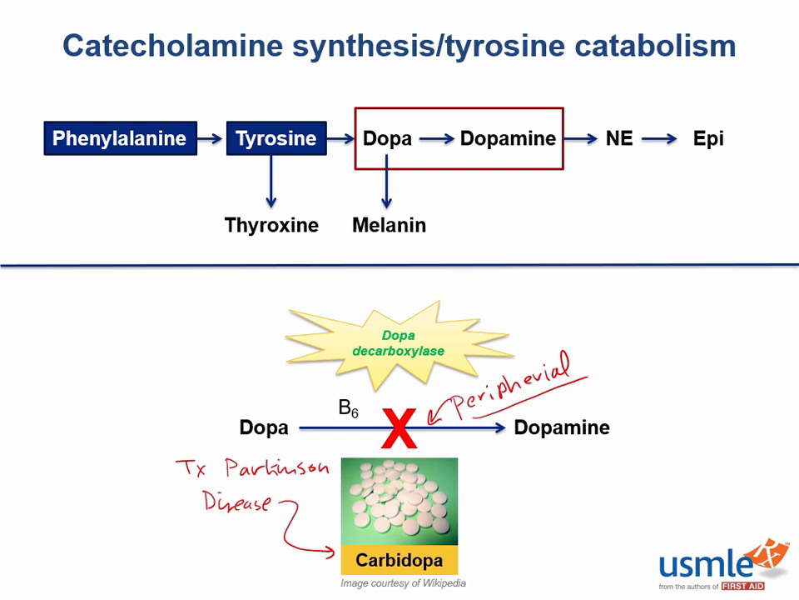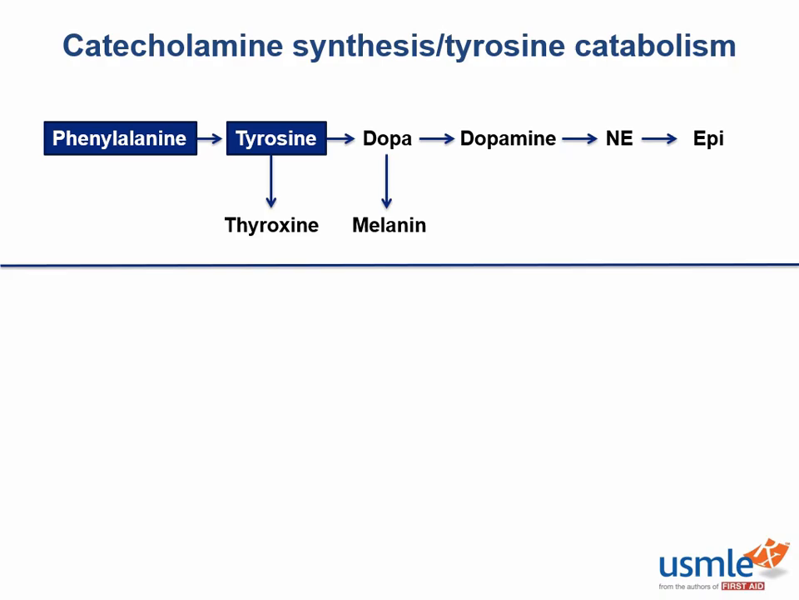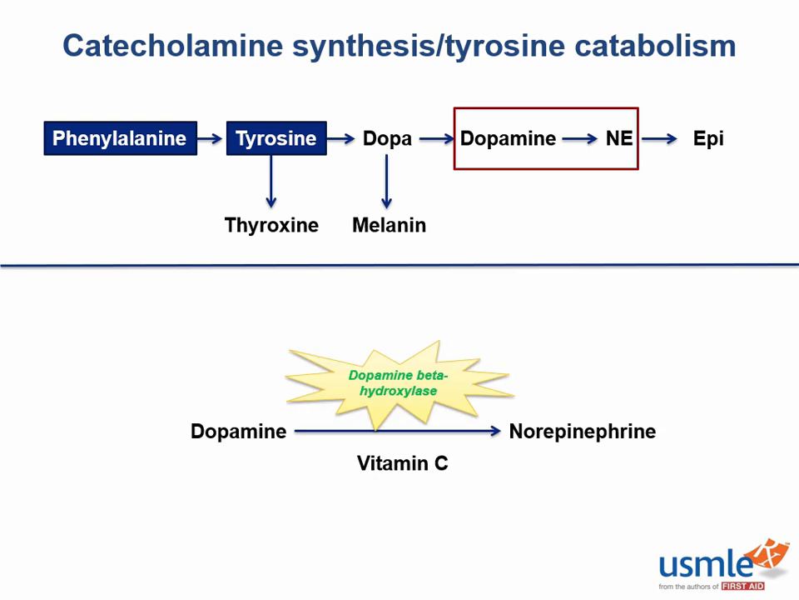Now DOPA is also converted into melanin by tyrosinase. And if this enzyme is defective, which type of cancer would the patient be at increased risk of developing? Great, you've got it, skin cancers. Now if tyrosinase is deficient or defective, you don't develop any melanin, and therefore you'll develop albinism, and this will place you at an increased risk of developing skin cancer. Now back to our catecholamine synthesis pathway, dopamine is converted into norepinephrine by the enzyme dopamine beta hydroxylase, and this requires vitamin C as a cofactor.